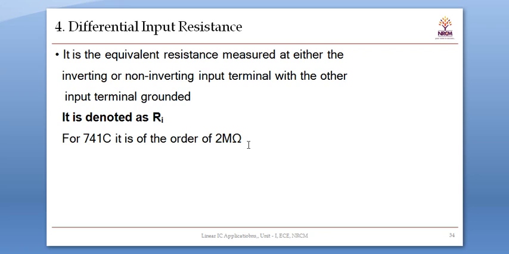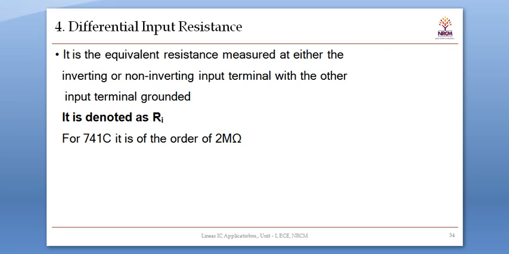Generally, for the op-amp terminals, one terminal of an ohm meter is connected either to the non-inverting or inverting input terminal, and the other terminal is connected to ground. Whatever the value measured by your ohm meter is called the differential input resistance. The value is 2 mega ohm here.